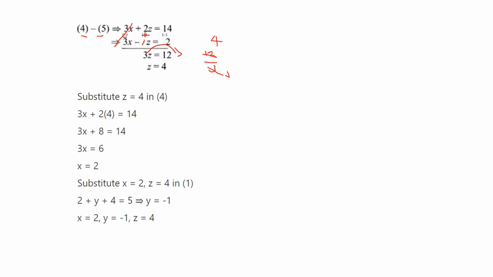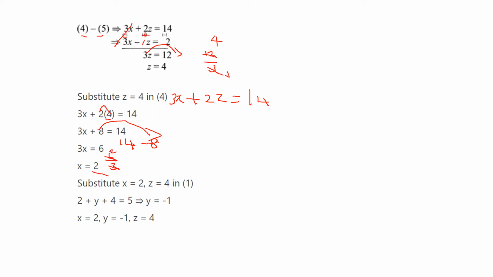You substitute z equal to 4 in the fourth equation. That is 3x plus 2z equal to 14. So 3x plus 2 into the z value 4 equal to 14. 3x plus 2 into 4, 8, equal to 14. That plus 8 will go to the right hand side, it will come minus. So 14 minus 8 equal to 6. That is 3x equal to 6, means x equal to 6 by 3, 2.